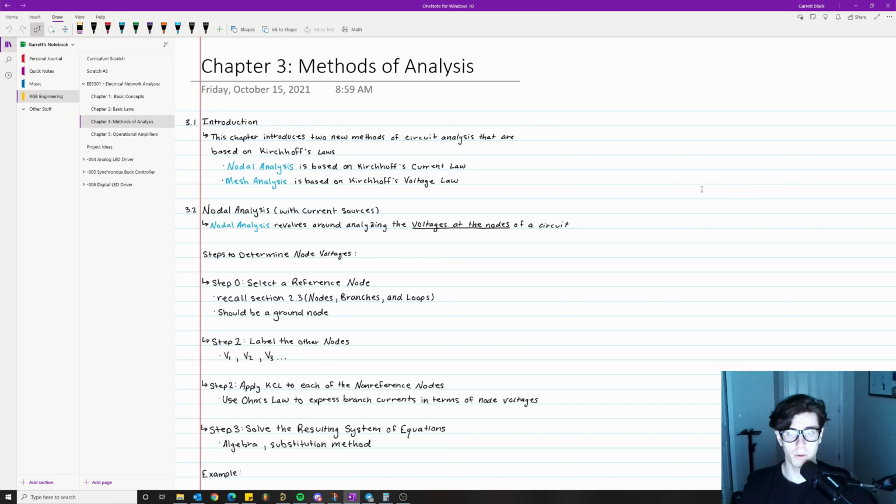Okay, so today we're going to be talking about nodal analysis and mesh analysis. Nodal analysis and mesh analysis are two very powerful circuit analysis techniques. In fact, they are so powerful and important that they should probably be considered some of the most important concepts in all of fundamental electronic circuits.